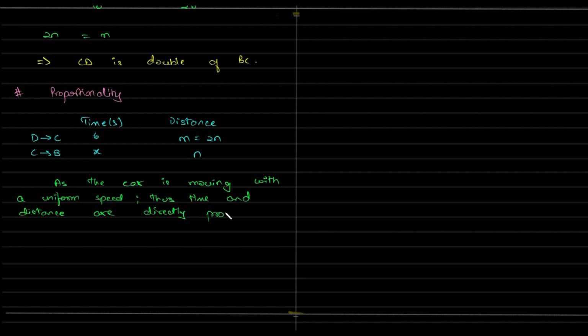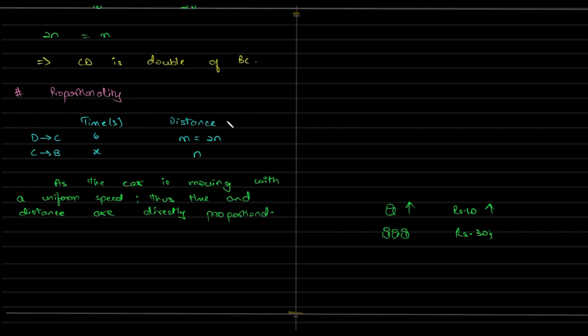I hope you guys know what directly proportional means. I'll give you a small quick example. Say you're buying an item, right? You will pay a certain amount. If I buy more of this item, will I pay less amount or more amount? I'll pay more amount, is it not? So this idea is directly proportional. That is, as one quantity increases, the other quantity also increases.